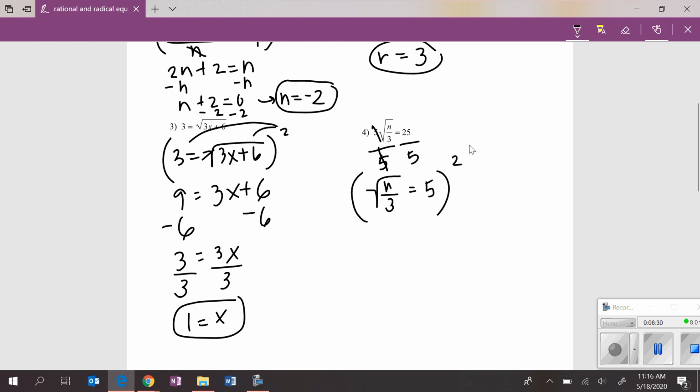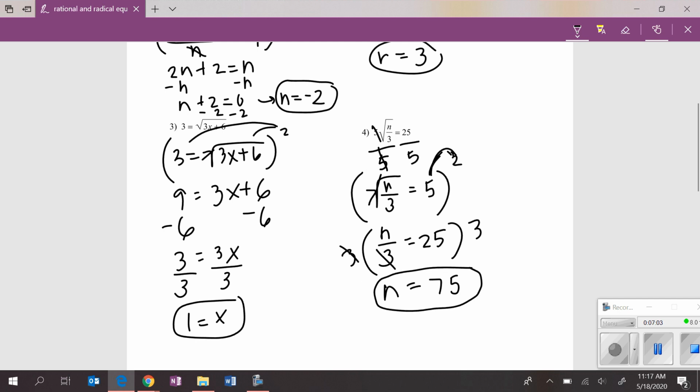So my exponent, remember, is going to cancel with the square root, leaving me with just n over 3. But 5 squared is 25. And then n is being divided by 3, so let's multiply everything by 3. This 3 cancels, and n is equal to whatever 3 times 25 is, which is 75. And that's it.